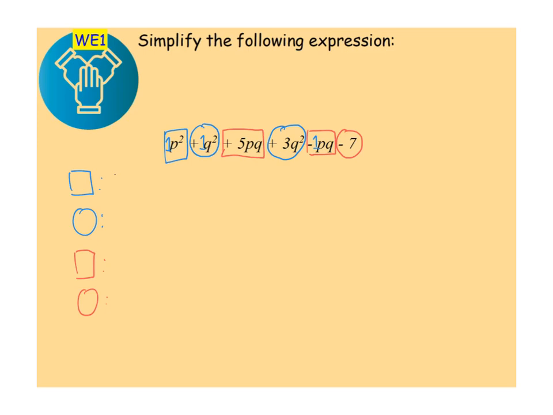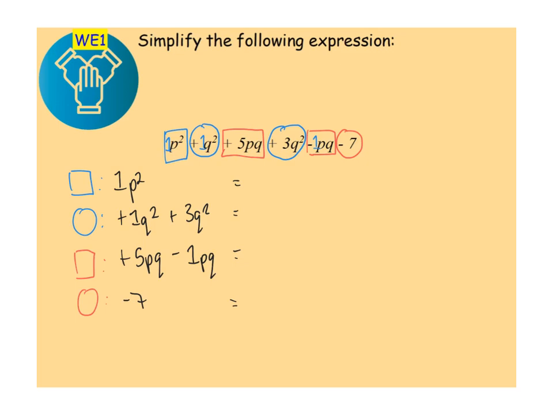Okay, so in the blue rectangles we had 1p squared. In the blue circles we had 1q squared, add 3q squared. In the red rectangles we had positive 5pq, subtract 1pq. And in the red circle we had negative 7. So I'll do the top and the bottom ones first because they're really straightforward.